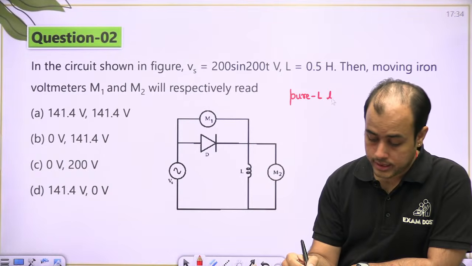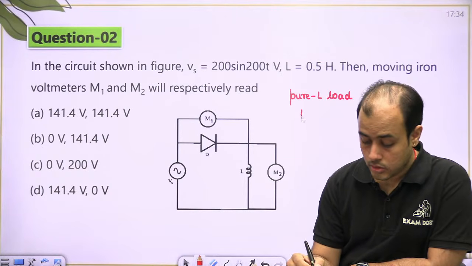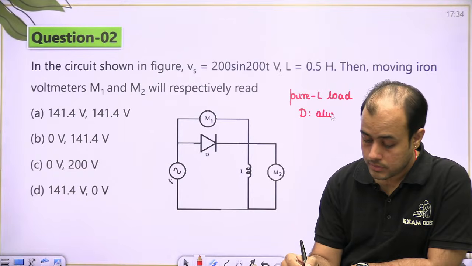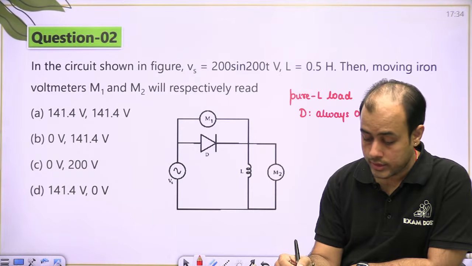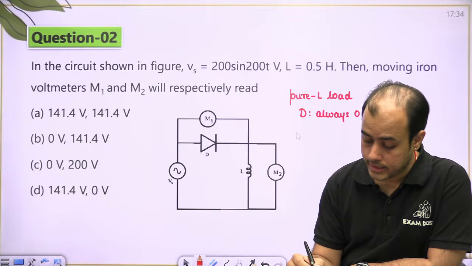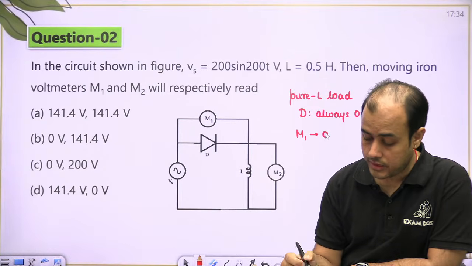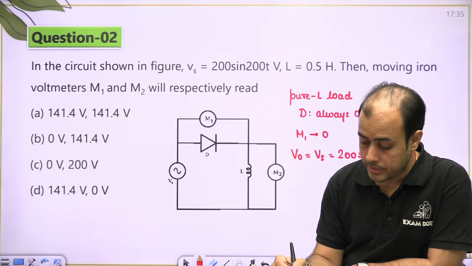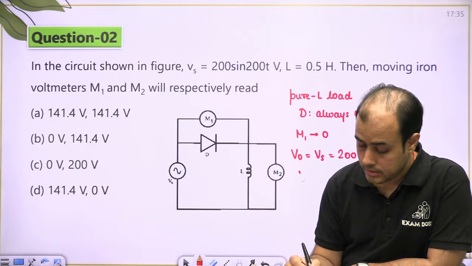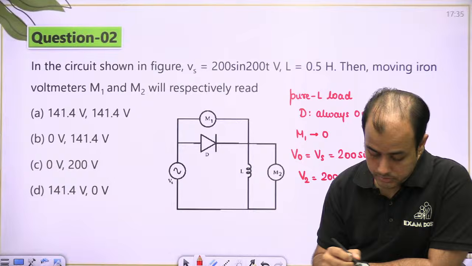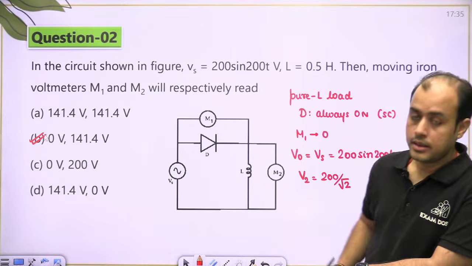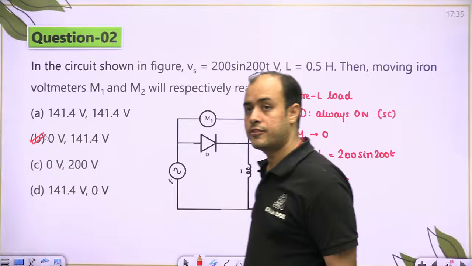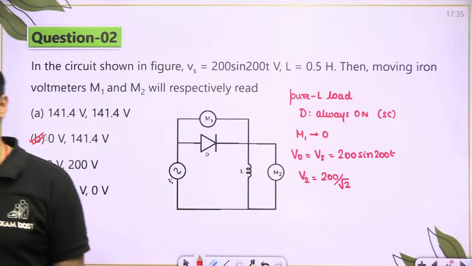This is a purely inductive load. So diode is always on short circuit. So M1 will read 0. And output will be same as supply. Zero and 141.4. ठीक है, 0 और 200/√2.